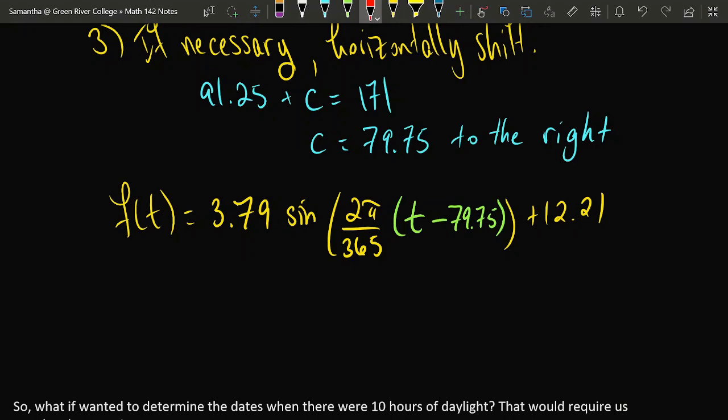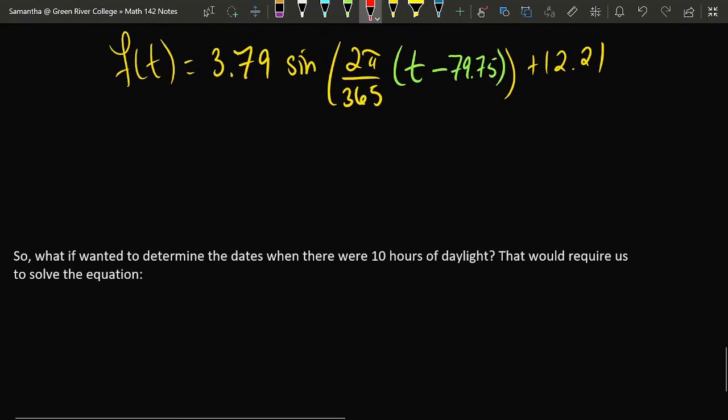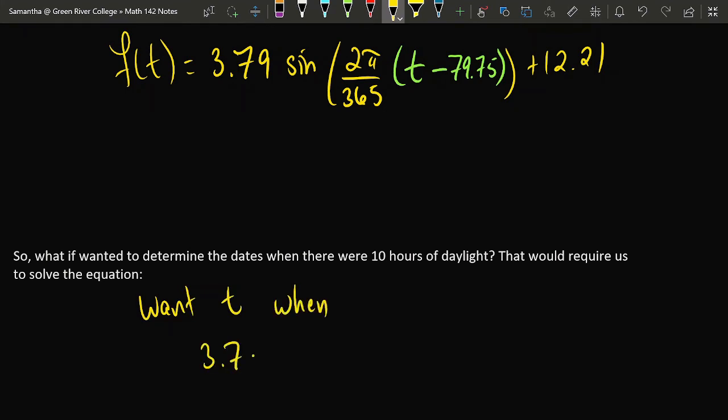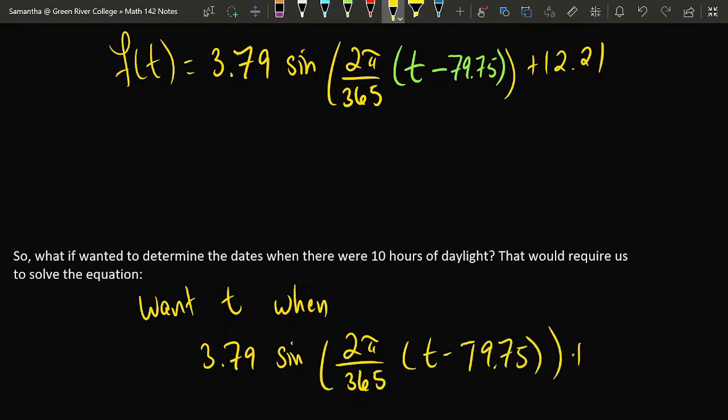Now, to segue into what we're doing tomorrow, let me pose the following question. Suppose that we wanted to figure out the dates at which the number of hours of daylight was equal to 10. So we want t, the days, when the number of hours of daylight, as predicted by our formula, produce the number 10.